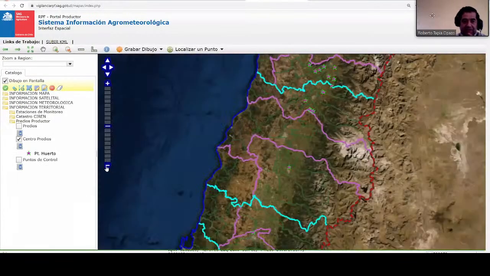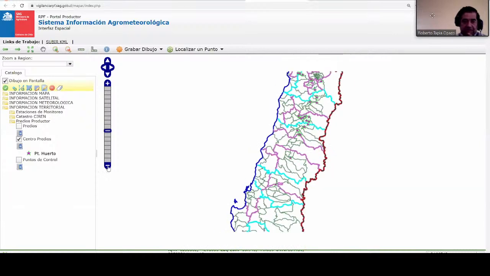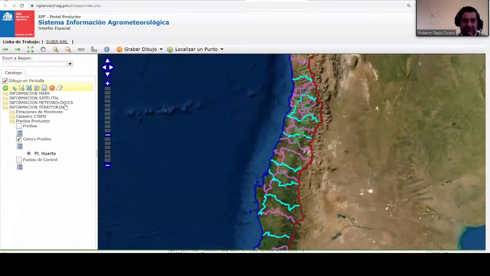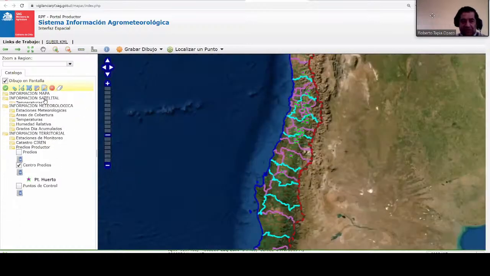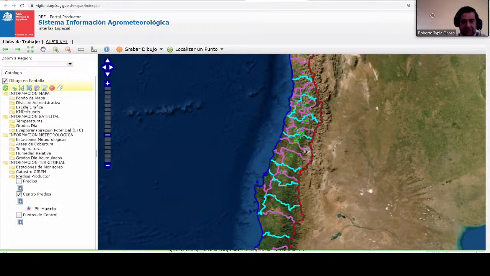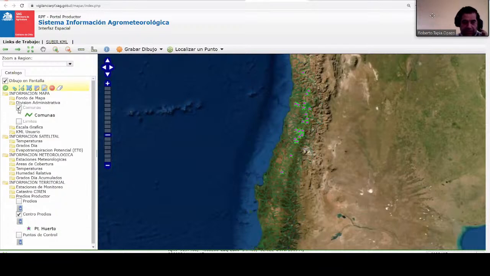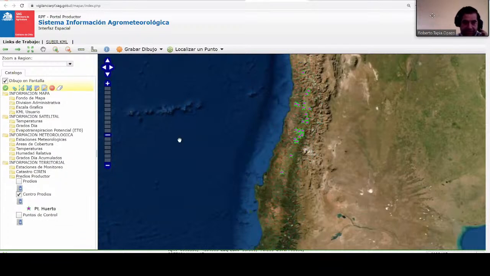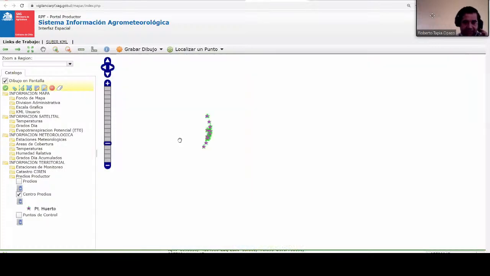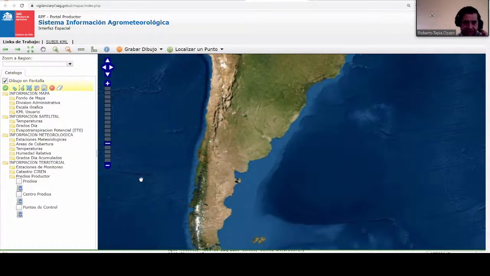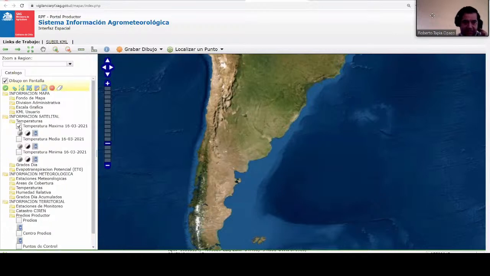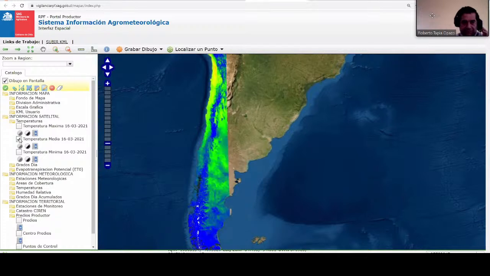And then agrometeorological information with the map. Initially, we had the meteorological stations, the weather stations, but now we have a new module. So let's see if you can visualize this better. And we can see the region. And we see the temperatures, the maximum temperatures. The minimum and the median.